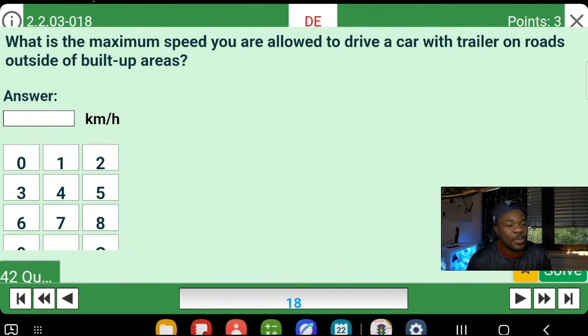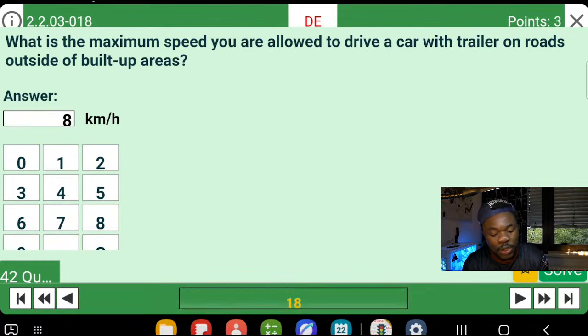What is the maximum speed you're allowed to drive a car with trailer on roads outside of built-up areas? This one is very, very important. What is the maximum speed you're allowed to drive a car with trailer on roads outside built-up areas? I think there are 4 or 5 questions related to this question. That is why it's very important for you to understand the question properly.